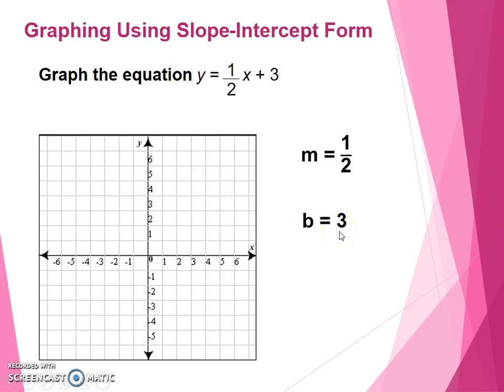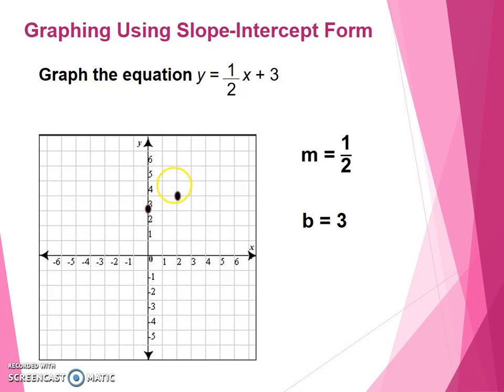And so step one, after we've identified that, is we're going to plot our y-intercept. So at positive 3 on my graph, I'm going to put my first point. My slope then is positive 1/2, so that's a ratio, rise to run, up 1 over 2 to the right. So I'm going to move up 1 and over 2 to the right, and that should be where the next point on the line is.